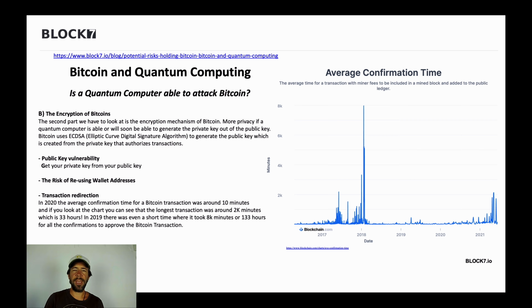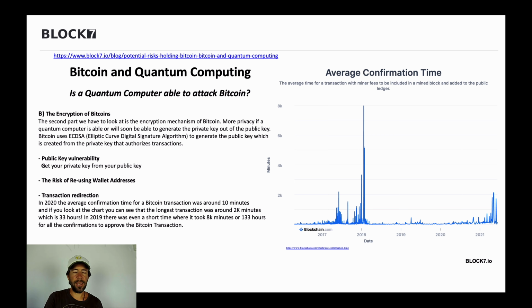So one of the things you can do to avoid this also in the future, if a quantum computer should be able to calculate the private key out of your public key, because the private key is the key that you need to confirm your transactions. And if the quantum computer would be able to take your public key and recalculate the private key out of it, the owner of this information would be able to control your Bitcoin wallet.